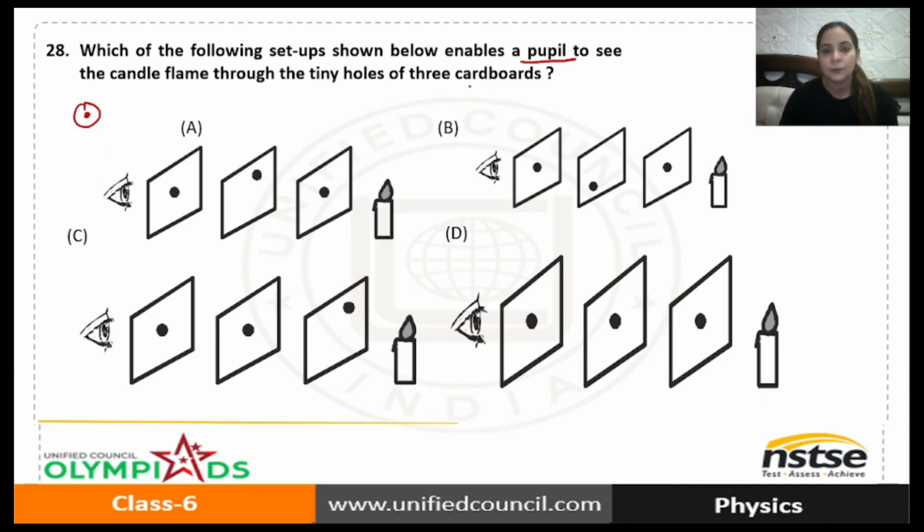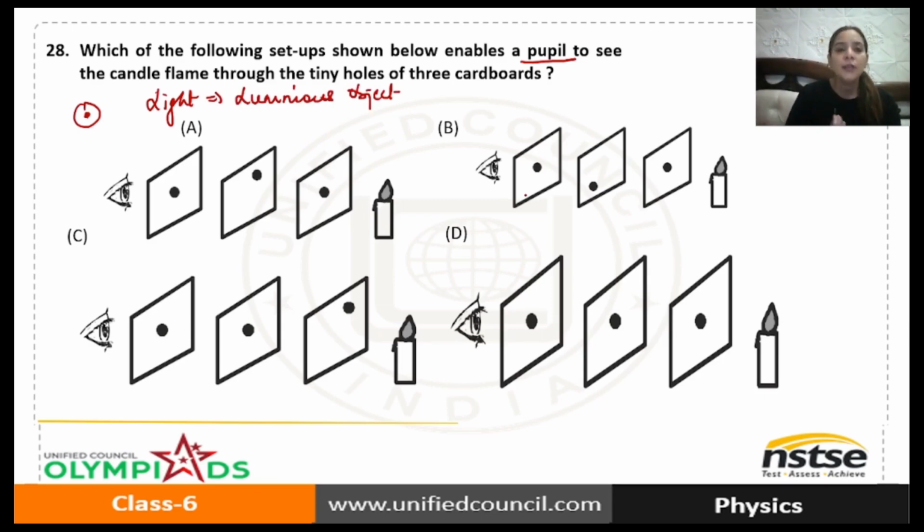through tiny holes. So obviously the first thing is that in order to see anything, we need light. And light is provided by a luminous source. Light is provided by a luminous object. That means an object which emits light on its own, or otherwise a non-luminous object should be surrounded by some luminous object. Then only you can see it. In the dark we cannot see anything. Okay. So now candle is a luminous object because when you burn it, then a flame comes out which enables you to see light. Now here we have 3 cardboards.